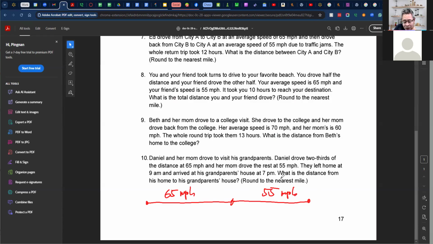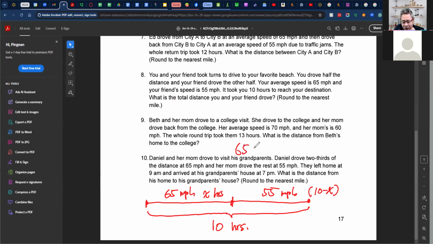Well, we don't know how long it took you for your driving. We don't know how long it took your friend, but we know together it is 10 hours. So if this is x hours, then this one has to be 10 minus x. So therefore, you did half, your friend did half. So therefore 65 times x should equal 55 times 10 minus x. Okay, are we good on this one?